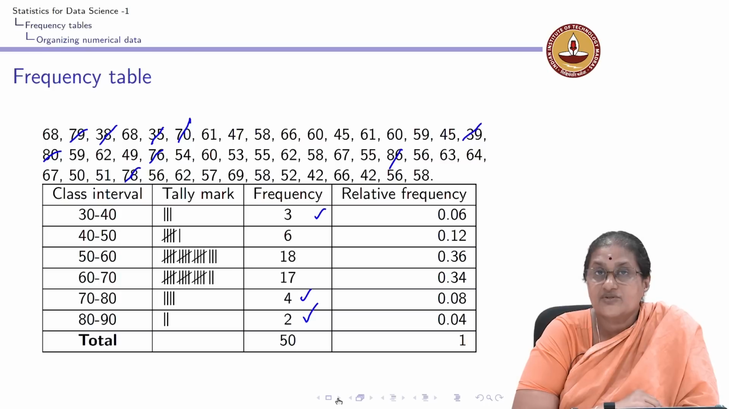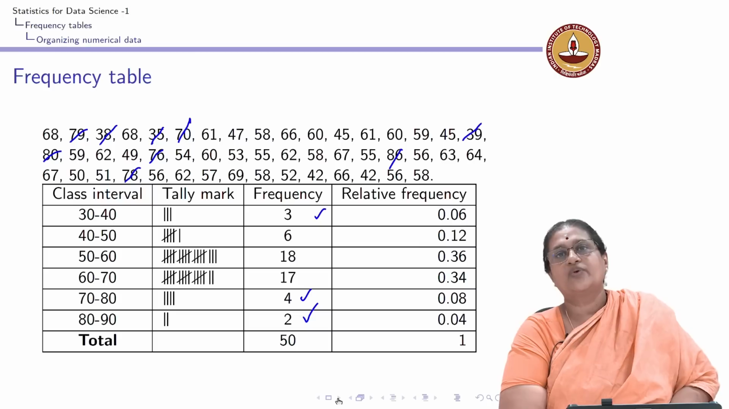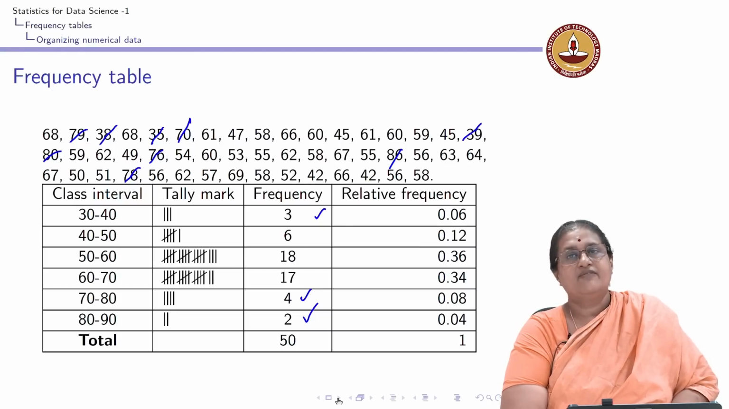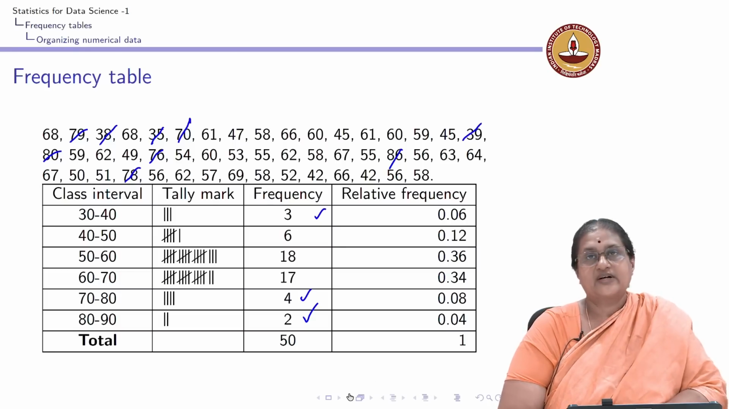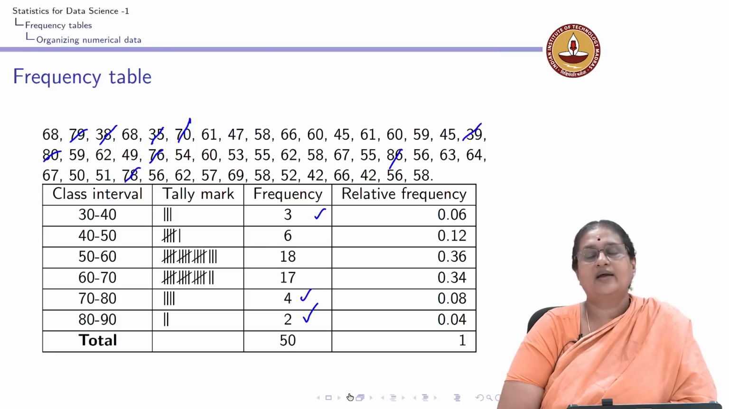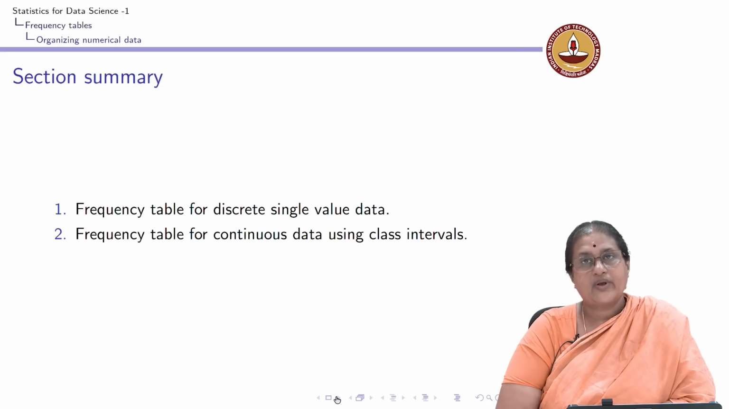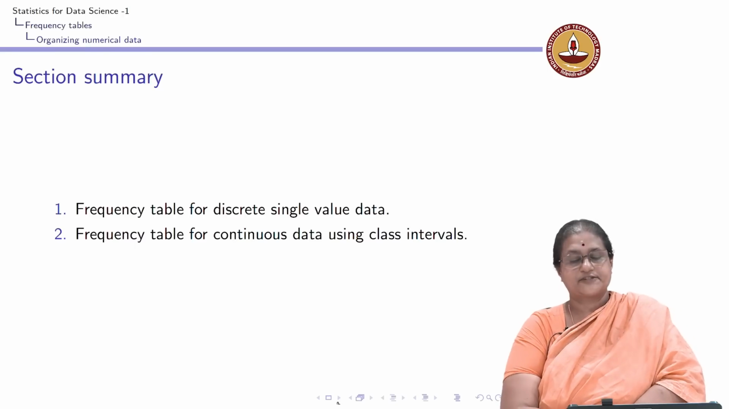The relative frequencies are also given here. Now remember, what is the difference between what we have done here and the earlier part is we have grouped the data into class intervals. So this is how we construct a frequency table when I have grouped data, and this could be even for continuous data. I can use the same way. So now what we have learned so far is how to construct a frequency table for a single value, discrete single value data, and how to construct a frequency table for continuous data using class intervals.